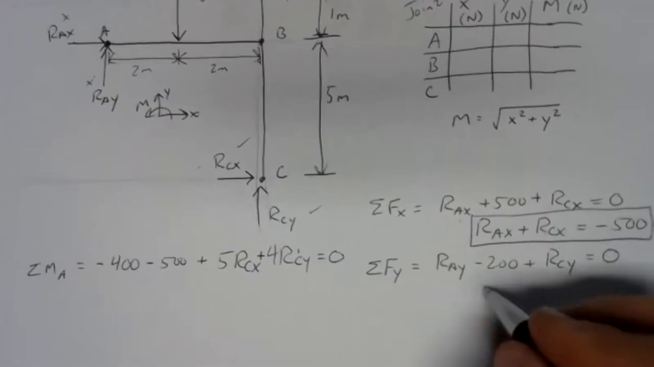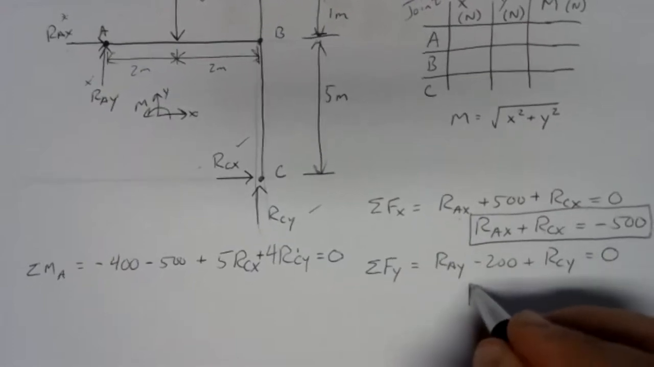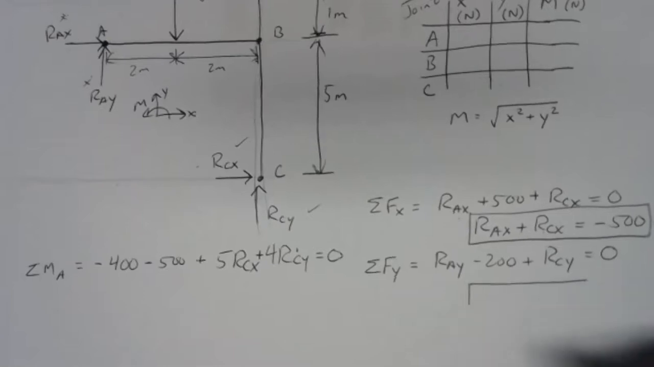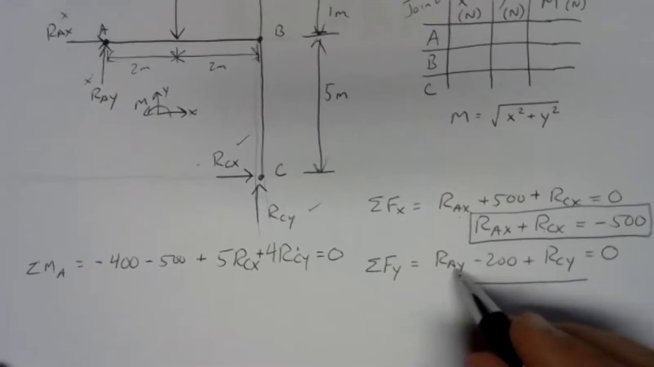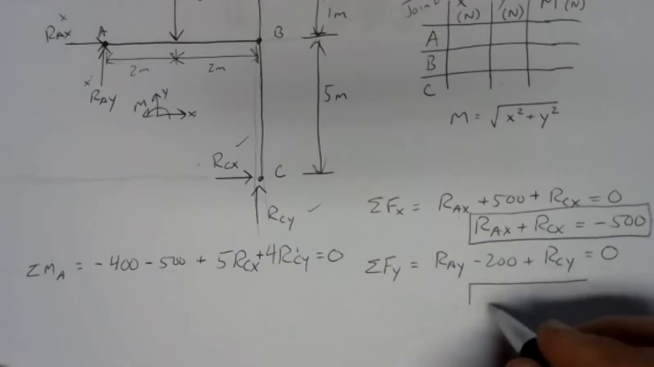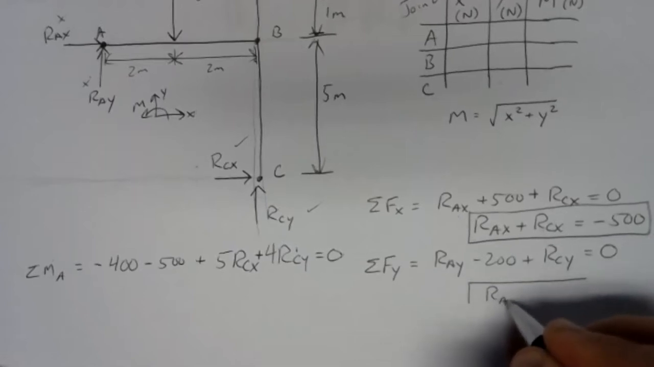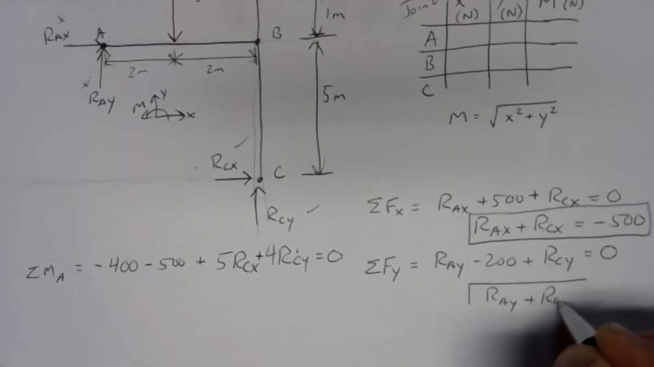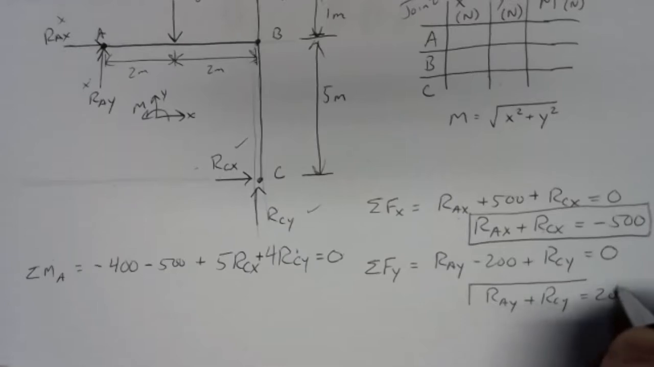We can do the same thing with RAY and RCY. RAY and RCY can't be just any numbers. They have to be numbers that when you add them together, you get 200. If I add 200 to both sides, I'd get RAY plus RCY equals 200.